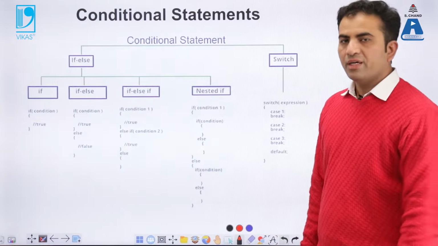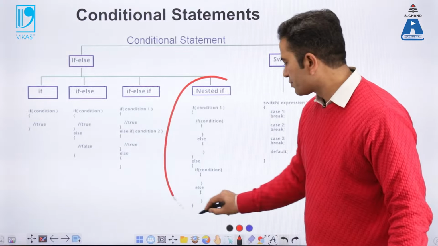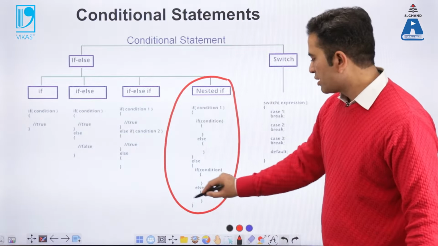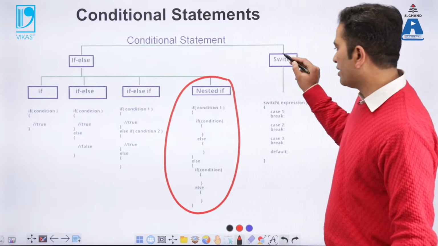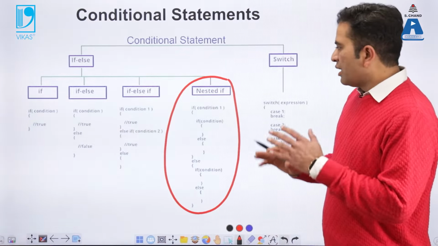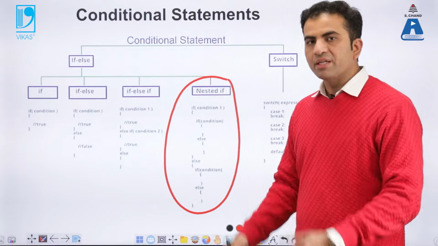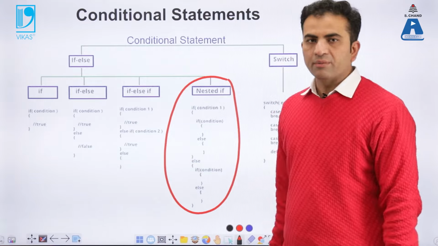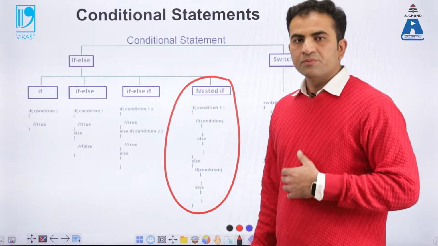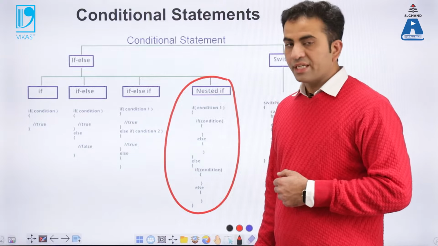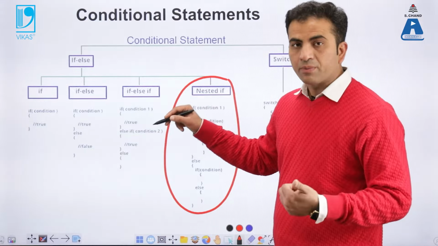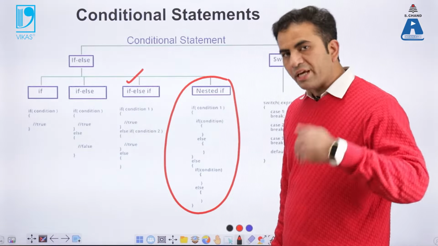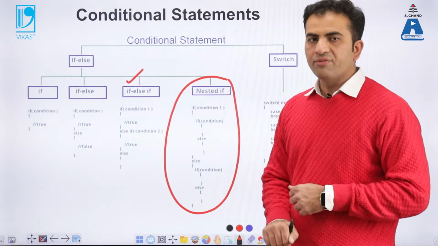So, the nested if else statement. These three we have covered in part 1. In part 2, we are covering nested if and switch case statements. I will take the same example which we did in part 1. There are 3 numbers, and out of the 3 numbers I have to find the largest. Earlier, that program was done with the help of if else if statements. Now the same program we will do with the help of nested if statements.